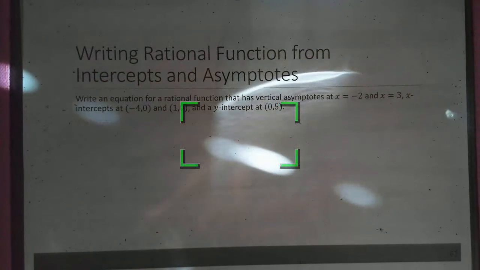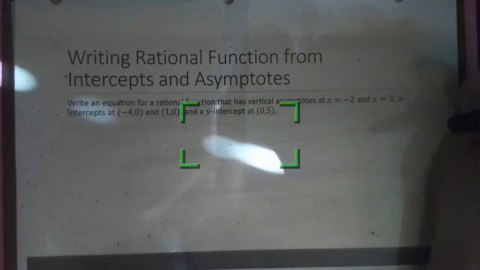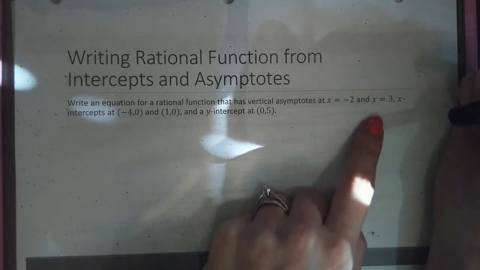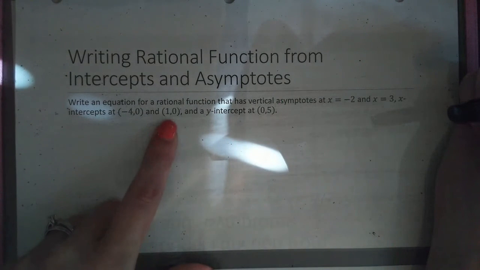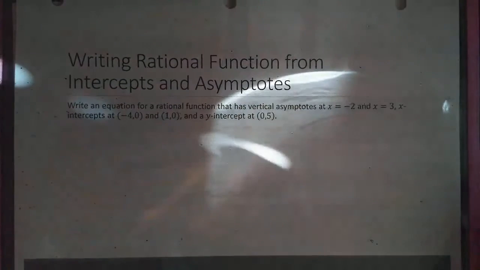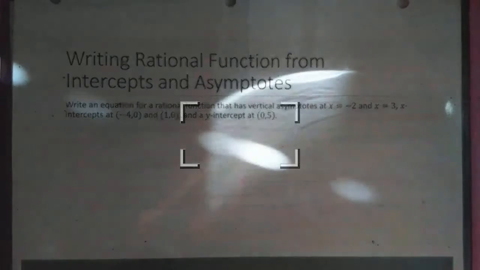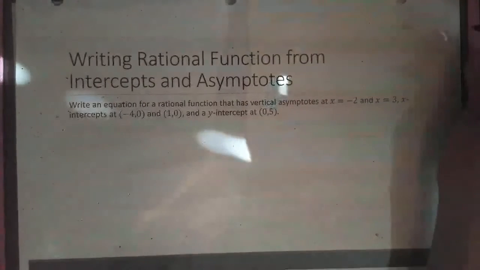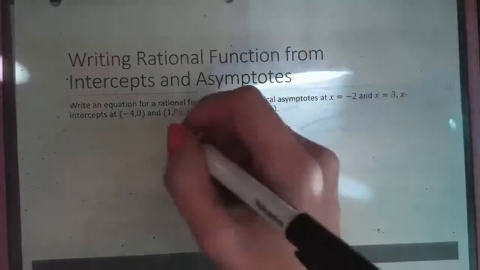We're going to start not by looking at a graph, but by looking at given information. So it wants us to write an equation of a rational function that has vertical asymptotes at x equals -2 and x equals +3, x-intercepts at (-4, 0) and (1, 0), and a y-intercept at (0, 5). We don't know the multiplicities of our intercepts. We don't know what's going on either side of our vertical asymptotes. So it looks like we're lacking information, but it just says for a rational function that does this. So any function that follows these rules should be good.